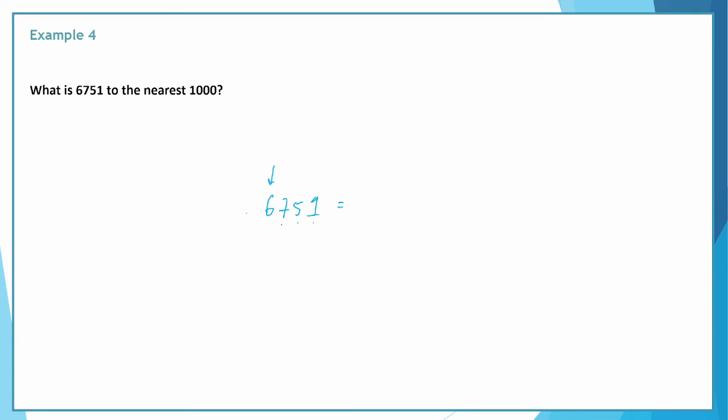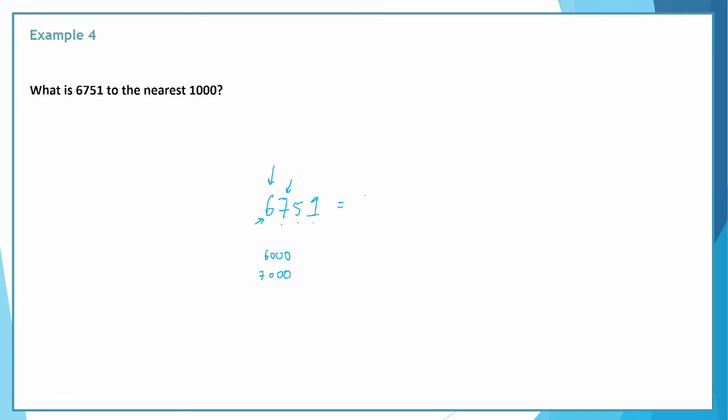So we have to look at whether this number is closer to 6,000 or whether it's closer to 7,000. How can we do that? Well, we know this is our thousands unit. We can use this as our last digit. So this is going to be our last unit, our last digit. And this is going to be our decider for this question.